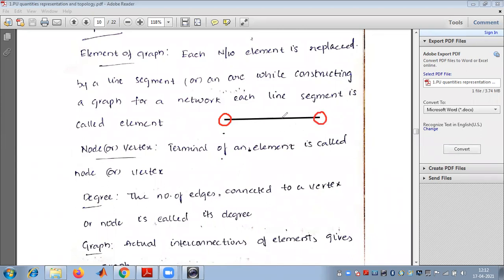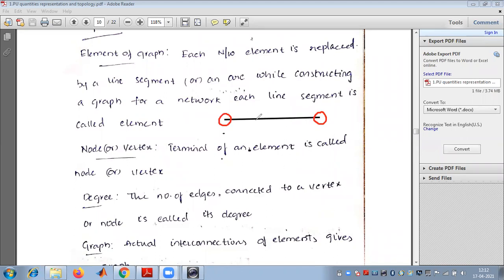So a line segment is nothing but an element. This element has terminals. These are called the terminals, which are also called a node or vertex. So this is the basic definition.